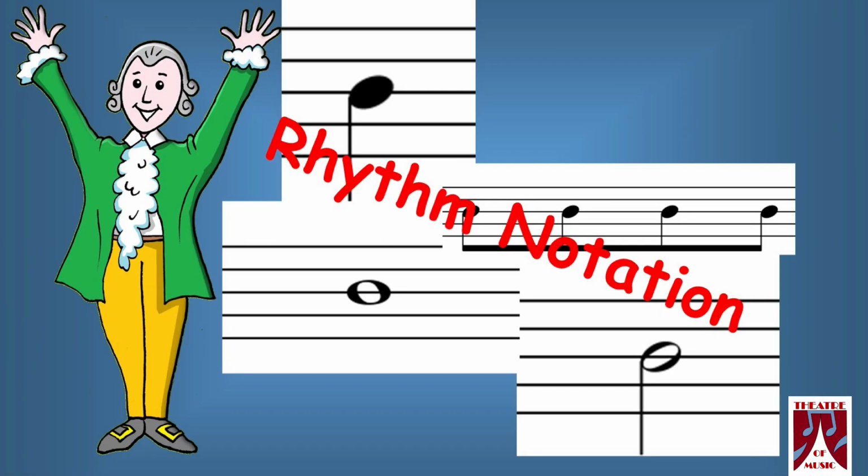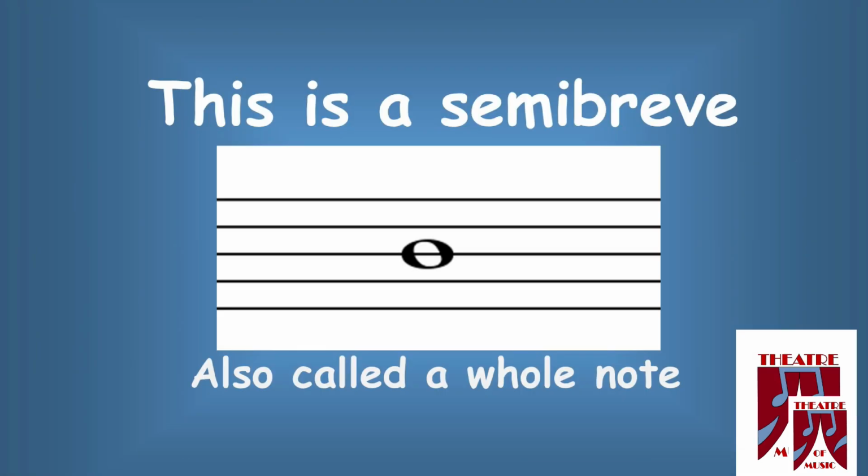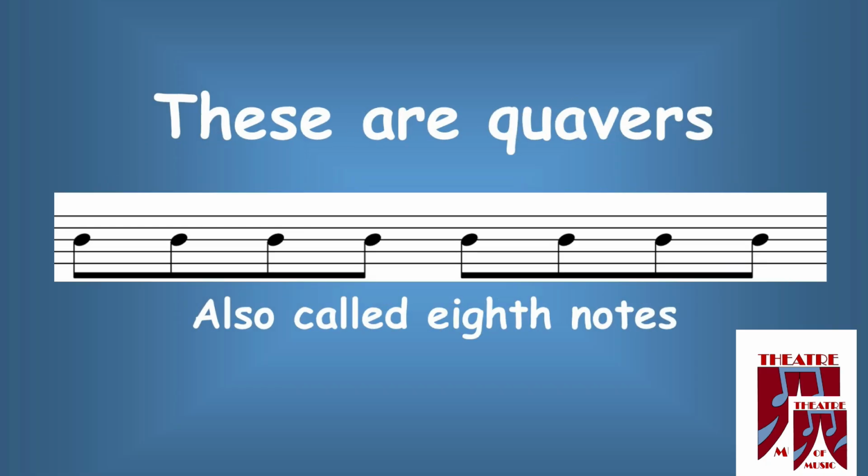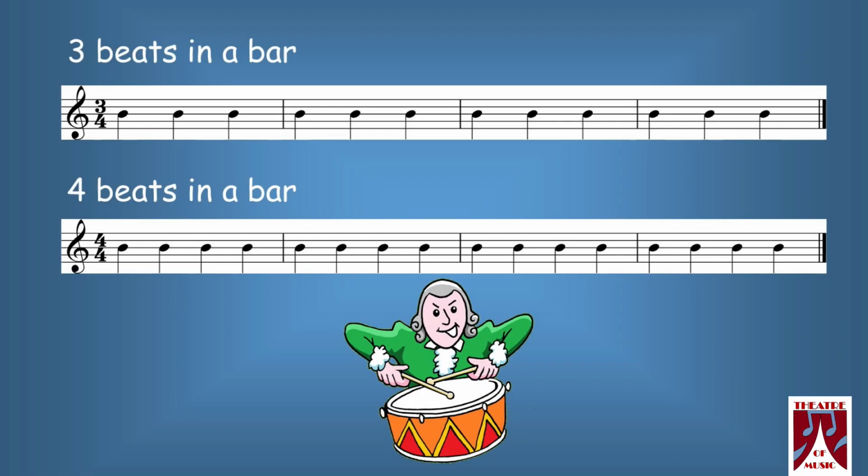If you're unsure about note lengths or how long each one lasts, check out our rhythm videos. Everything is explained there. Right, now, you can see 2 examples, 3/4 and 4/4. 3/4 means 3 crotchet or quarter note beats per bar. 4/4, the most common time signature, means 4 crotchet or quarter beats per bar.